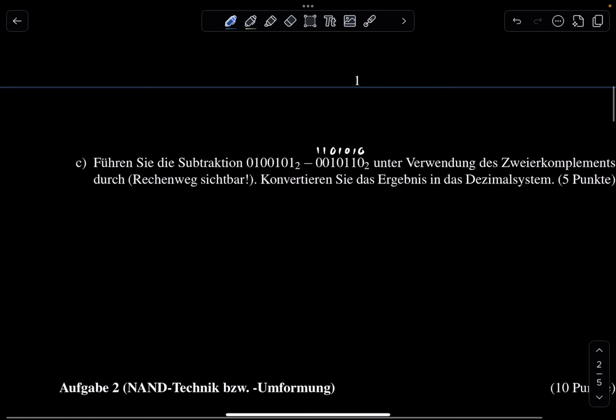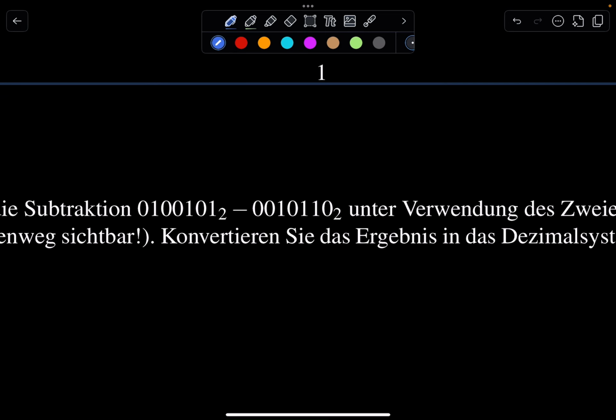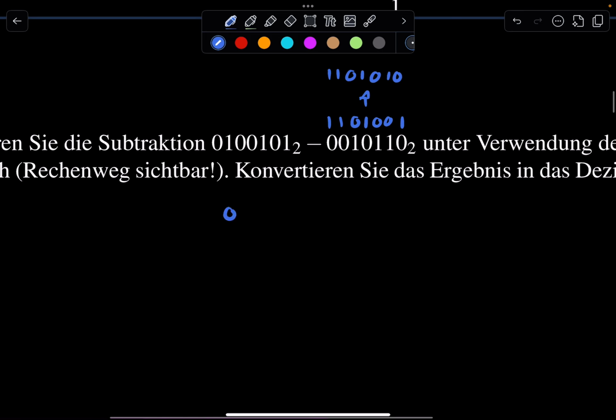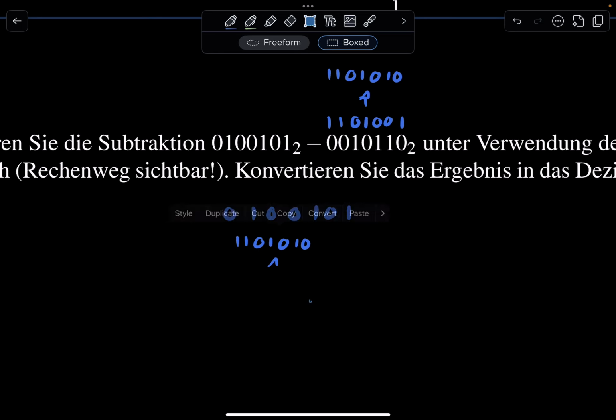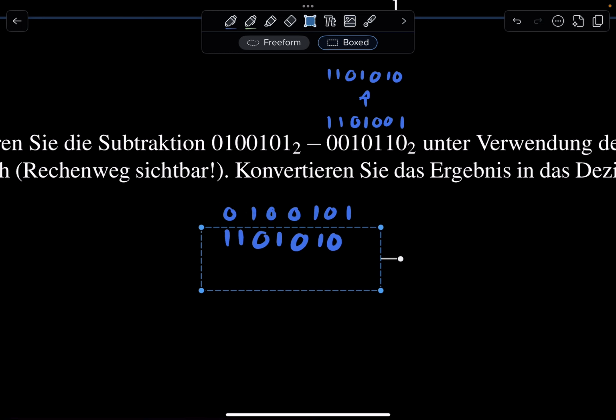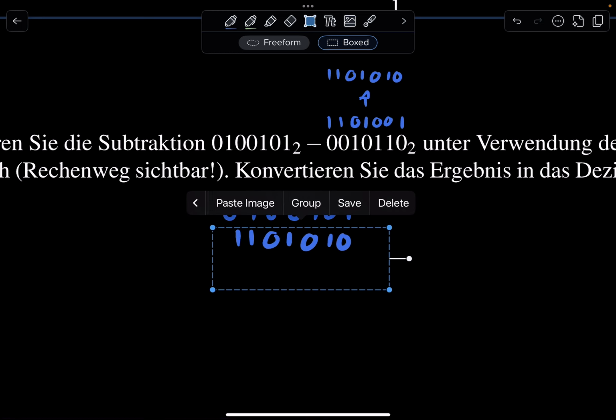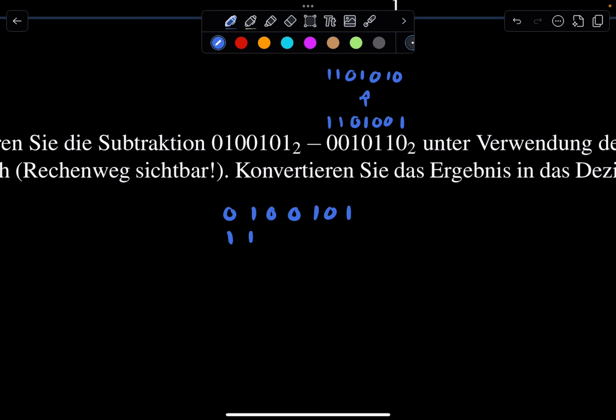Let's continue. We want to create this subtraction. We already did this in our Blatt 2. So 110100. We want to convert to the first complement, then the second complement. Now we add 0100101. And we make them bigger. That's a bit too big, so I'll just rewrite it: 101010.